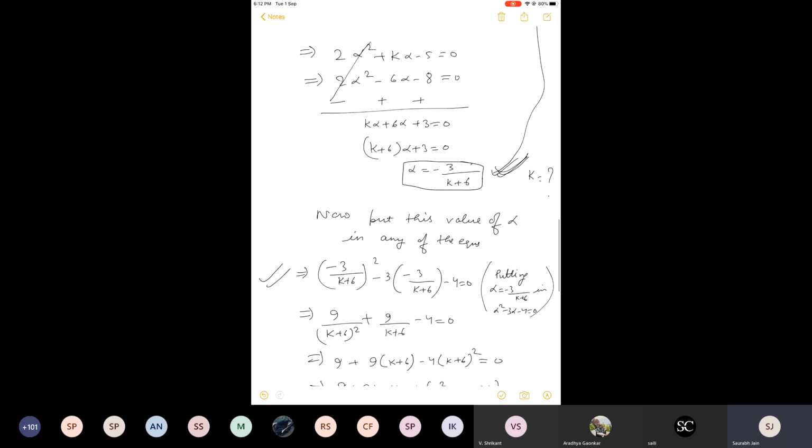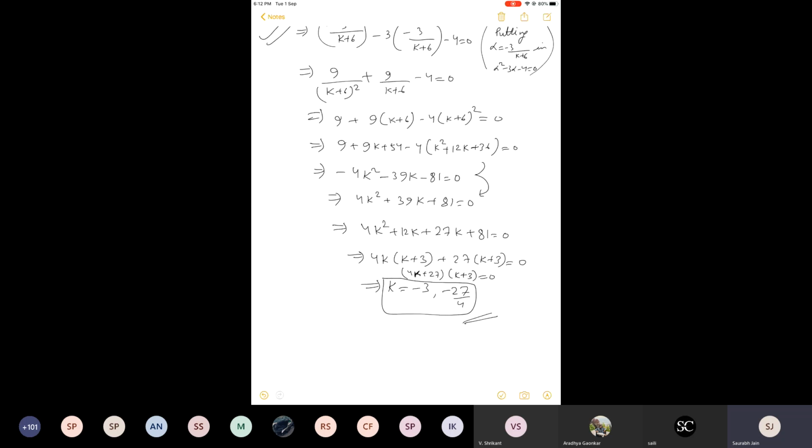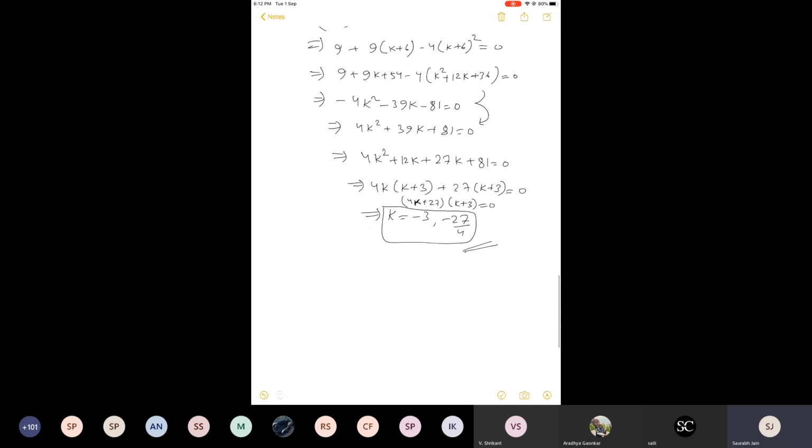Now let us try to explain this answer. Now there may be a question, sir, we are getting two values of k. So are both acceptable, or both will be rejected, or any one will be rejected? So what we do, we always verify our answers. Though it is an extra part, it is good for our understanding.